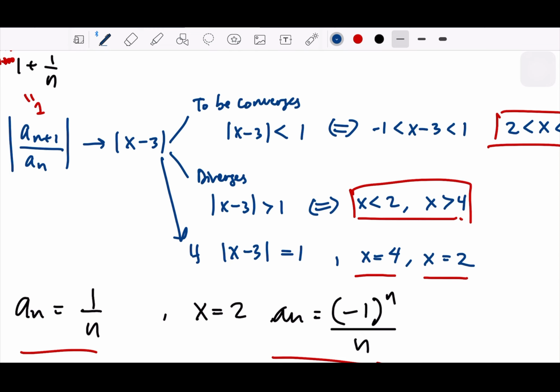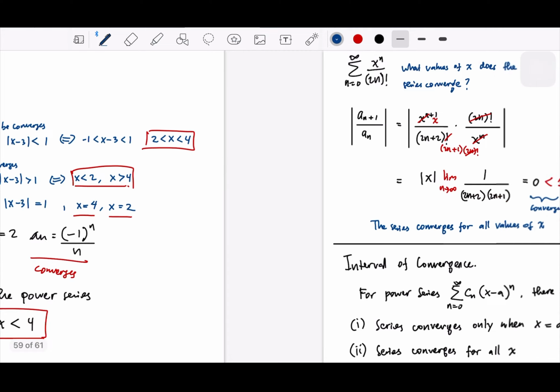Unless we have 2x, maybe 2x minus 3. 2x means that we need to divide 1 by 2 so that it becomes x. So the radius will be half. If it is just x, then the radius is just 1. Okay?